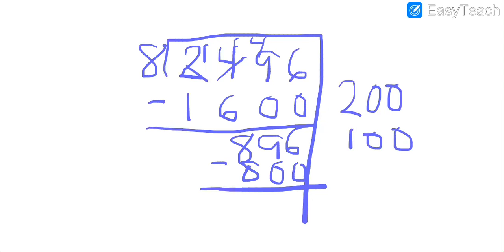Okay, now let's go ahead and subtract it. 6 minus 0 is 6. And then 9 minus 0 is 9. And of course, we know 8 minus 8 is 0. So you don't have to write the 0, but you can if you want to. So now we have 96 left over.